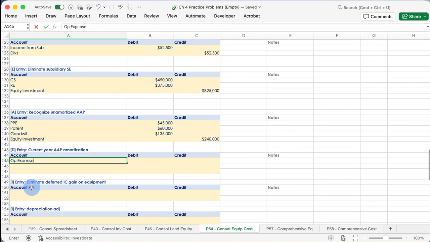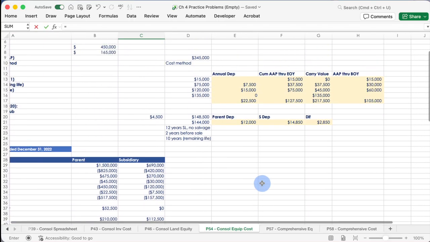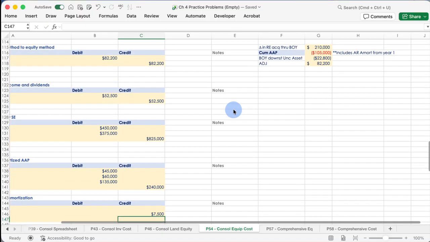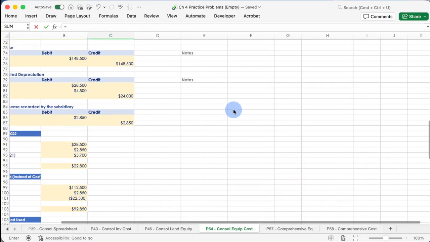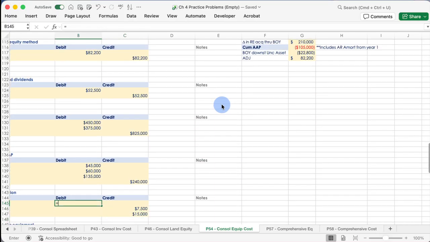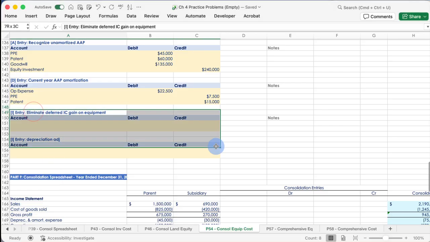Then to our D, we can deal with the depreciation. So we'll put this in our operating expenses, and we will now do our PPE and patent. And this is now for 1 year, which we calculated that annual amount. And so we have 7,500 and 15,000. We'll add those together and get that annual amount that we've already seen before, the 22,500. Now we can hop into the I entries.